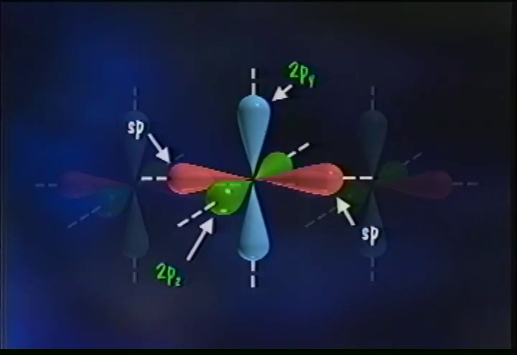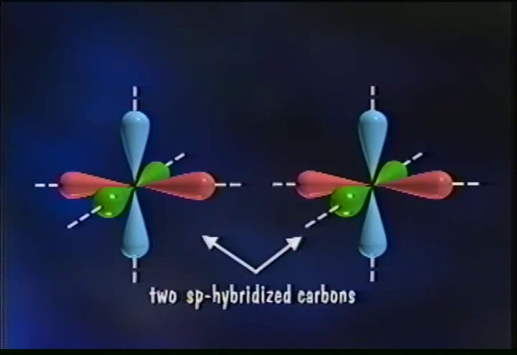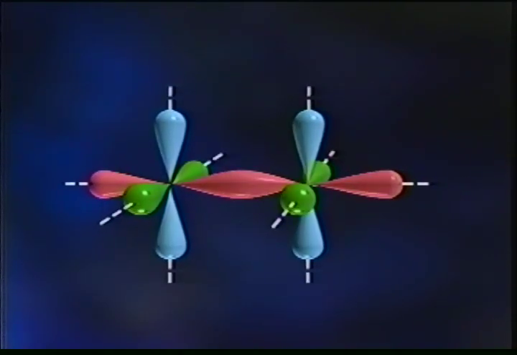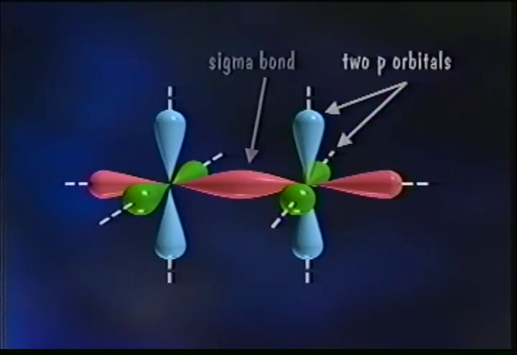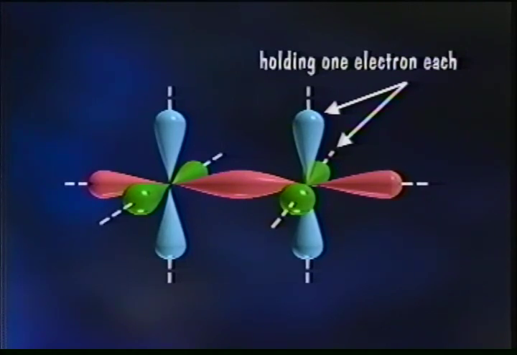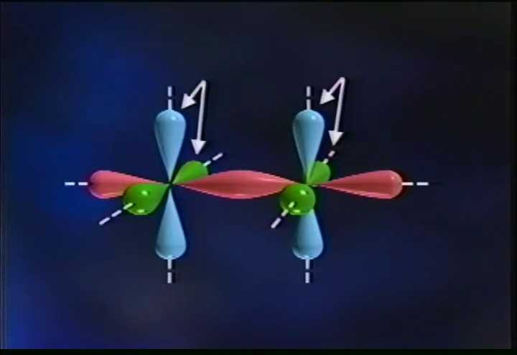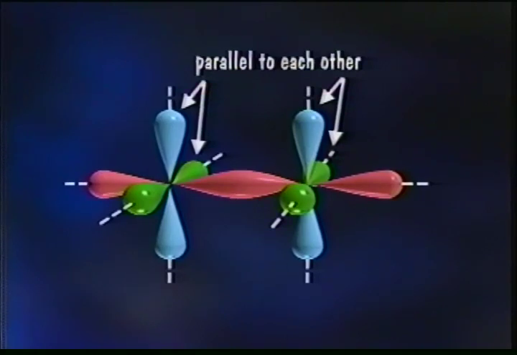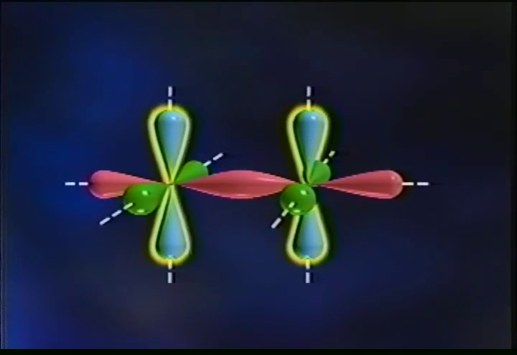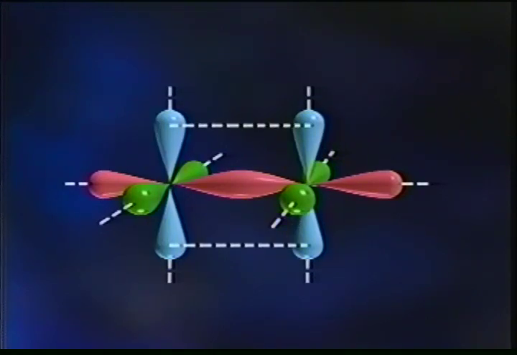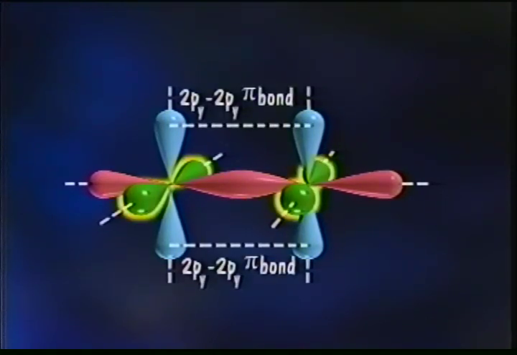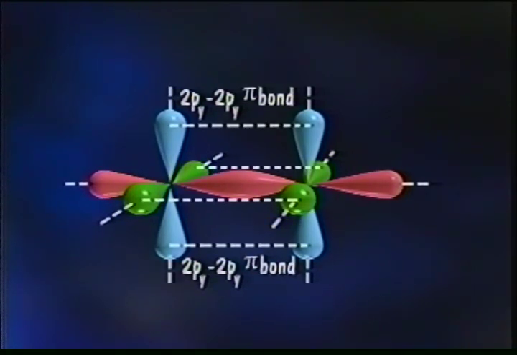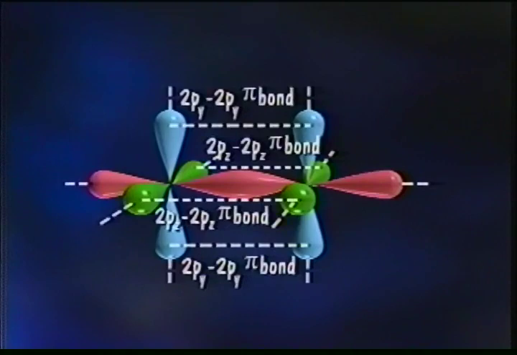So, when two sp hybridized carbons come together, an sp orbital from each overlaps, forming a sigma bond along one axis. The two remaining p orbitals on one carbon atom are each holding one electron. The p orbitals on each of the neighboring carbons lie perpendicular to the sigma bond. These p orbitals are parallel to each other. The two py orbitals on each carbon interact to form one pi bond, and the two pz orbitals on each carbon overlap and share electron density to form a second pi bond.